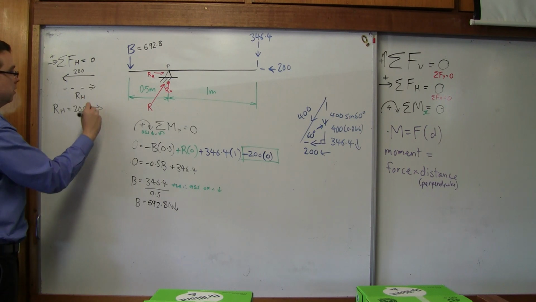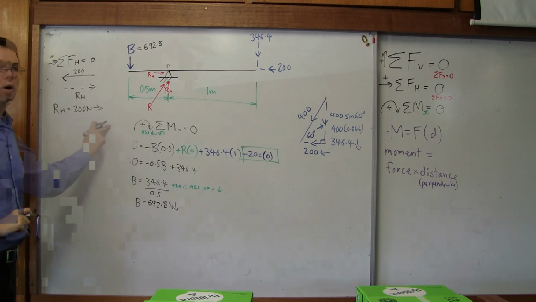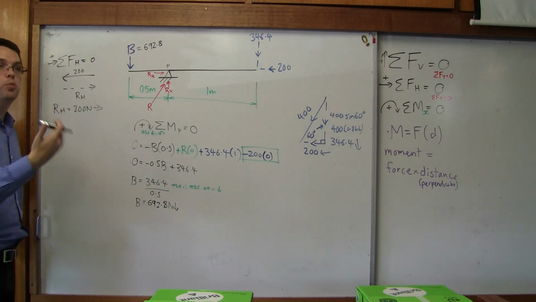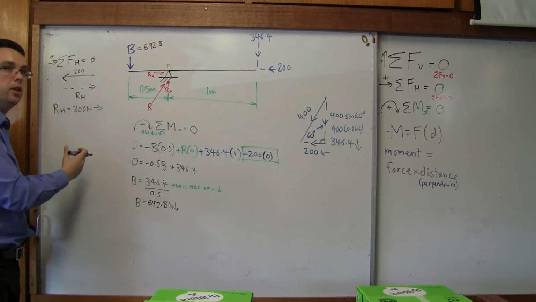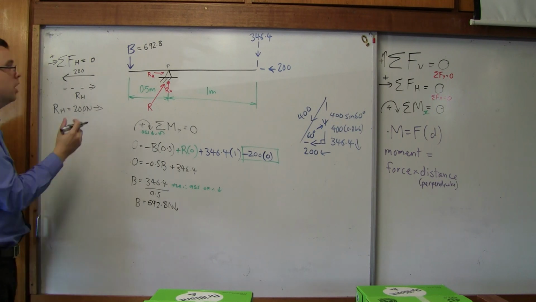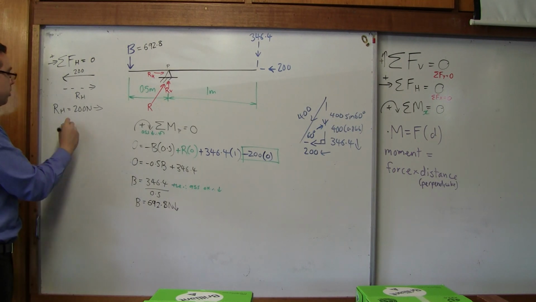Would that be negative 200 then? Or just to the right. Yeah. I didn't use positives and negatives. I just looked at my diagram and said, okay, for it to balance, it has to be that. Okay. What about the sum of the forces vertically?